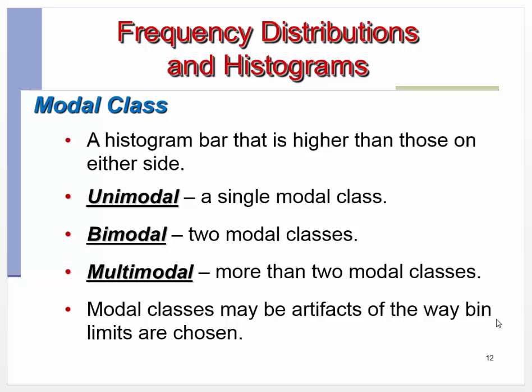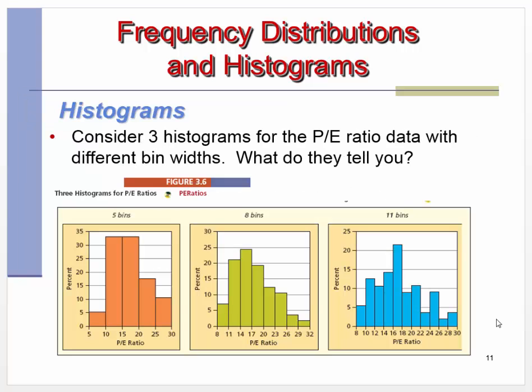Modal classes may be artifacts of the way bin limits are chosen, because as you can see in the previous chart here, with 5 bins you see only one mode. With 8 bins you see one mode as well. And then with 11 bins, how many do you see? You can see there's 1 here, 2, 3, and 4. Some may argue this could be another one. Okay?